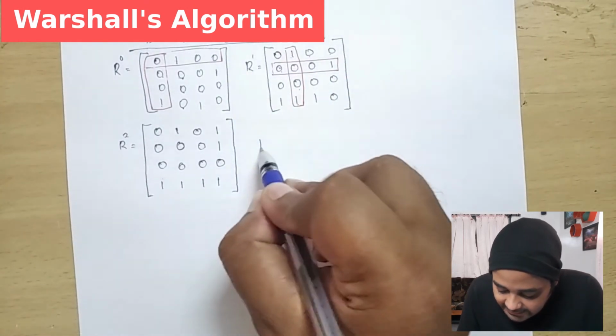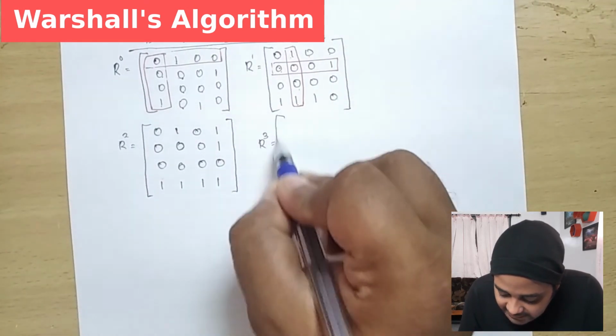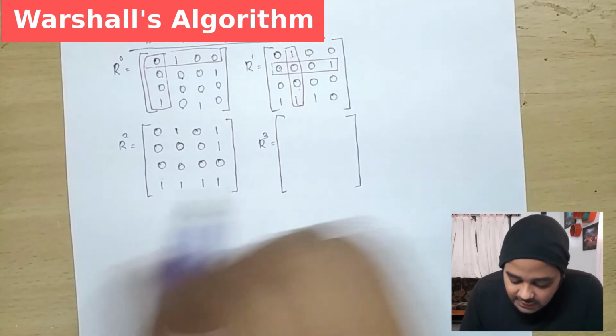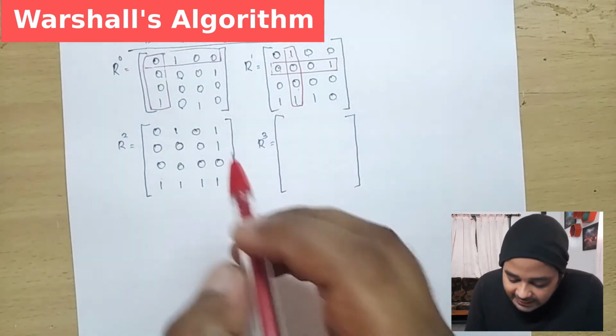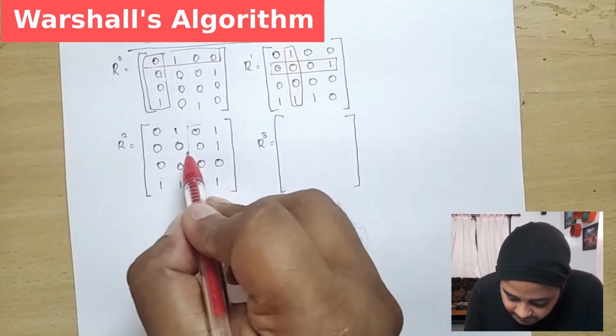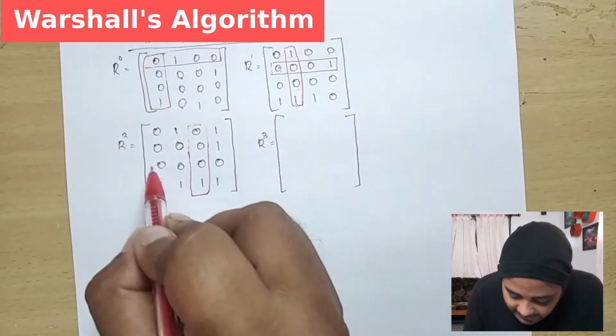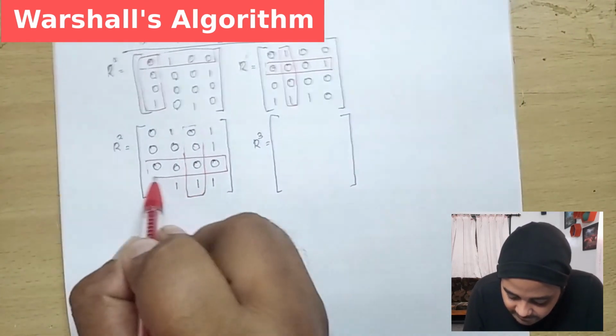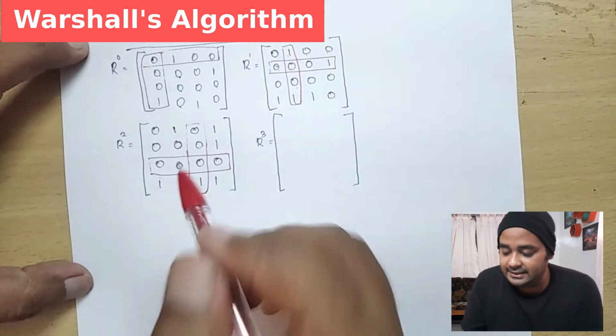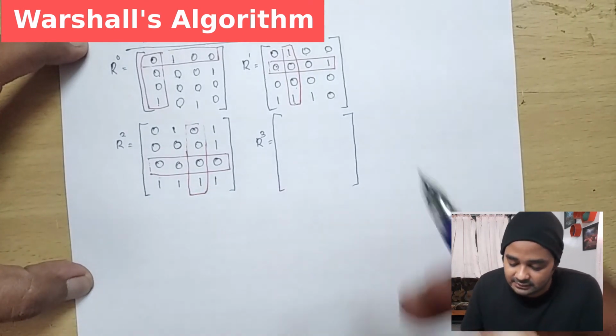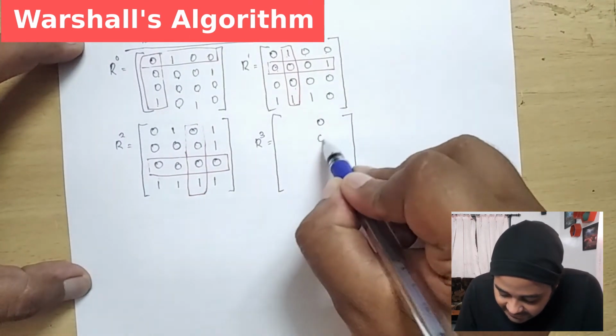Similarly for the R3 value, for calculating the R3 value, in the previous matrix you just have to highlight the third column and third row. So I have highlighted the third row and third column right now. Once after highlighting it, the highlighted values will not change.